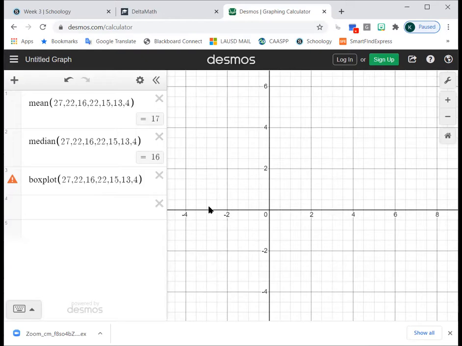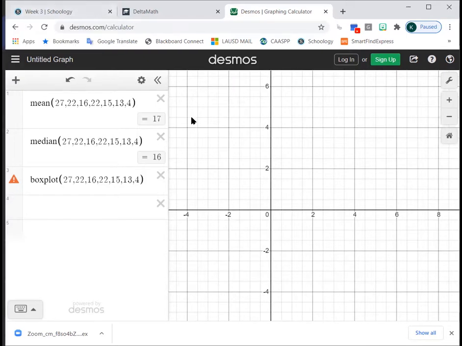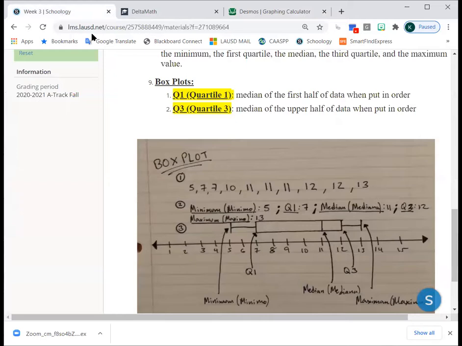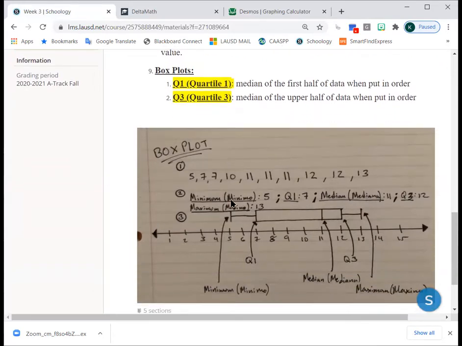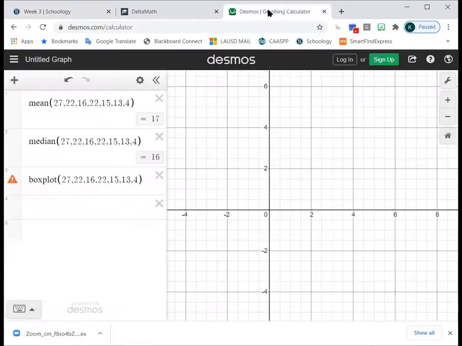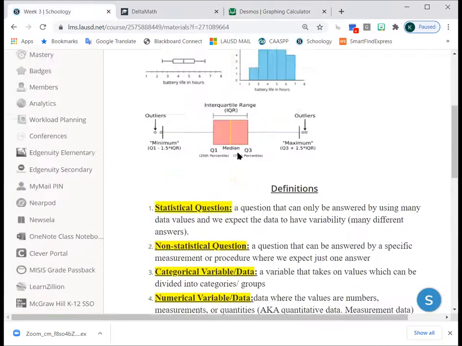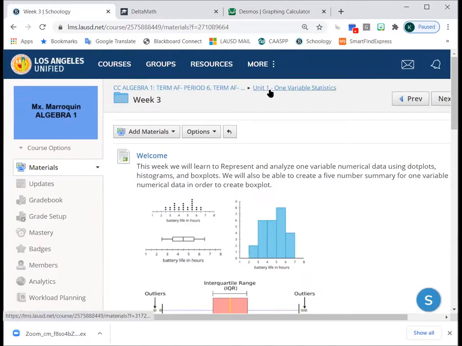So yeah, but I'm not going to go over that now because there's actually a whole folder and video on how to create graphs on the graphing calculator, which I will show you in a minute. So yeah, anyway, box plot here, Q1, Q3, Q1 is here, Q3 is here, and you find all of these using the Desmos calculator, which I will show you how to do a little bit later. Okay, so that was week 3. Let's move on to week 4.